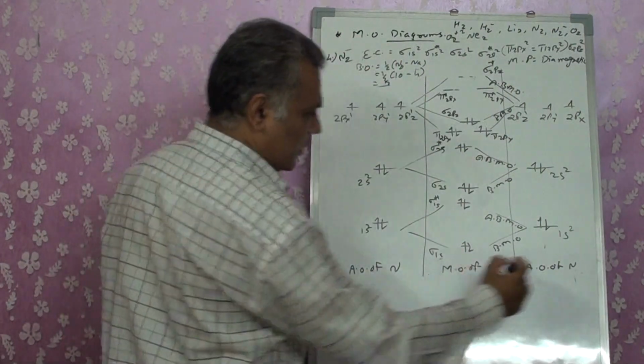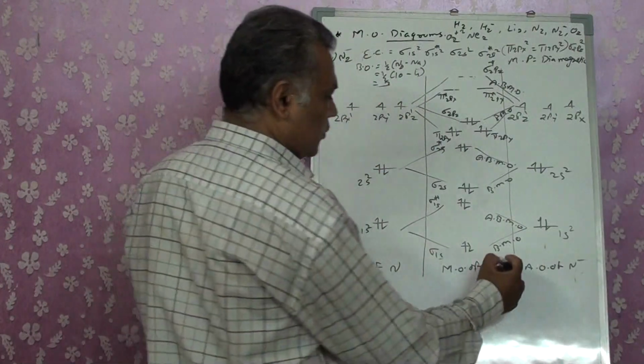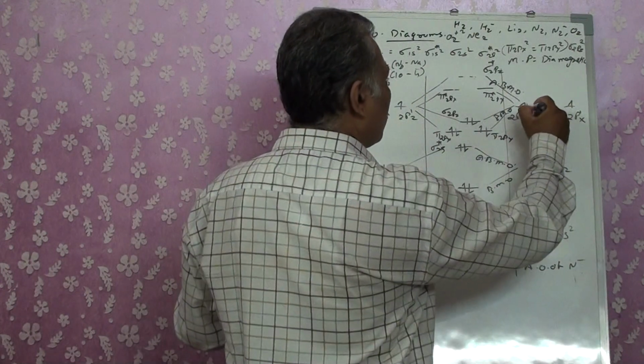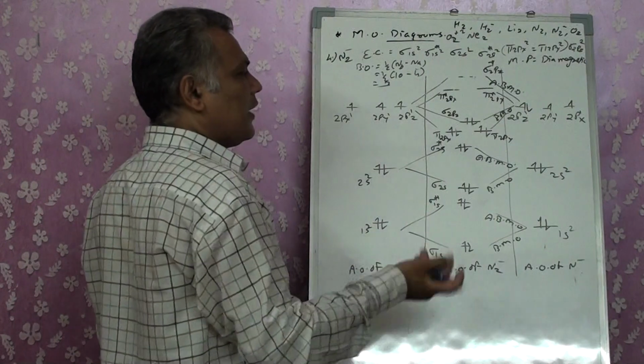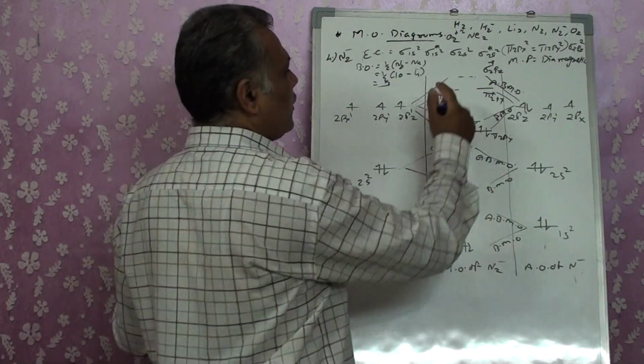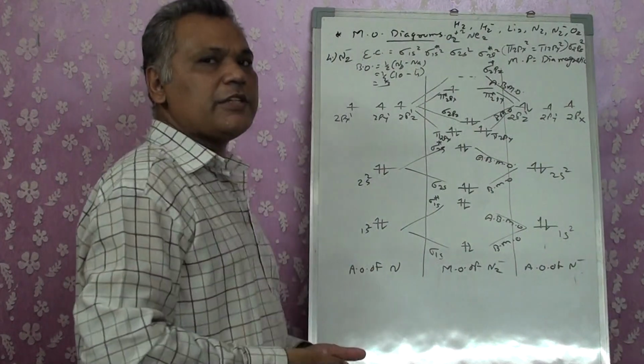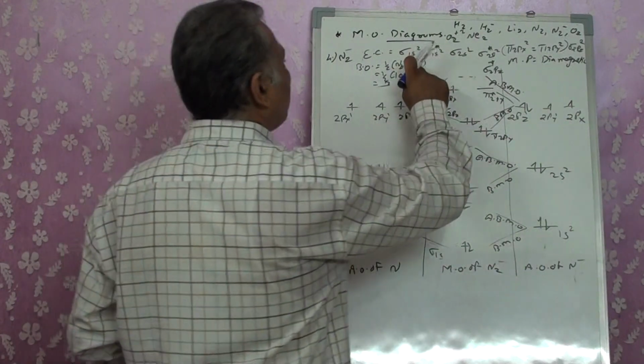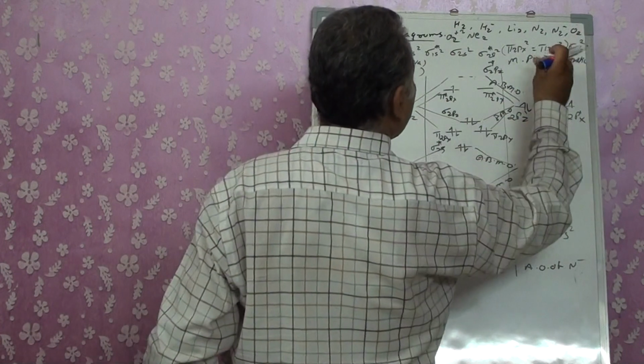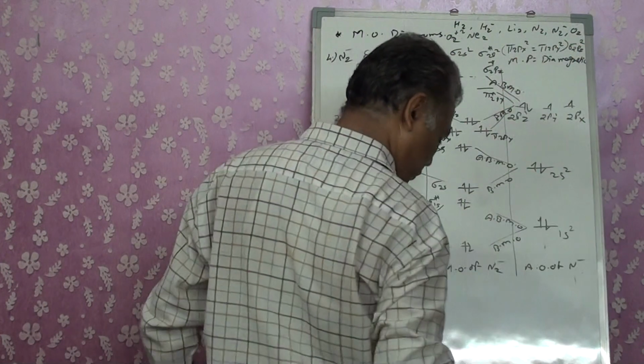When I am putting N2 minus, one charge will become minus, so that is one additional electron. One additional means 15. So one electron will enter over here. That's the change in the diagram, right? One electron entered over there. So the configuration now you will have to put over here.